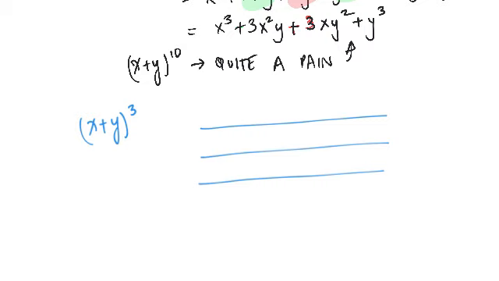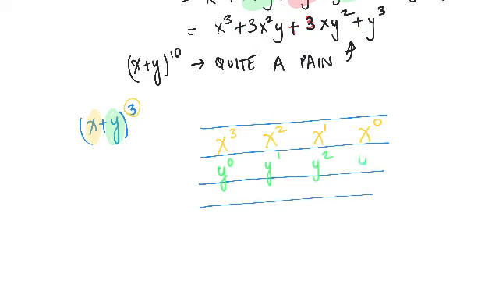So the table is going to have 3 rows, and what I'm going to do is take the first term in the binomial, that's x, and start writing the powers of x, starting with the highest power, so x cubed, x squared, x to the 1, x to the 0. Then I'm going to take the second term in the binomial, which is y in this case, and write the powers of y, except I'm going to go the other way: y to the 0, y to the 1, y squared, y cubed. So descending powers for one term and then ascending powers for the other term.